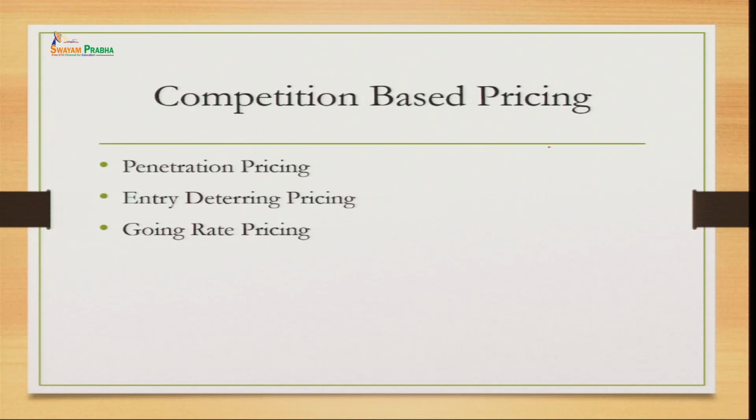But when we talk about monopoly, monopolistic competitive market and oligopoly market, they are all price makers. So without considering the competition, without looking at the degree of competition they are having, they cannot determine the prices of their commodity. So here we have three ways, or you can say strategies, through which the prices can be determined. The first is called penetration pricing.